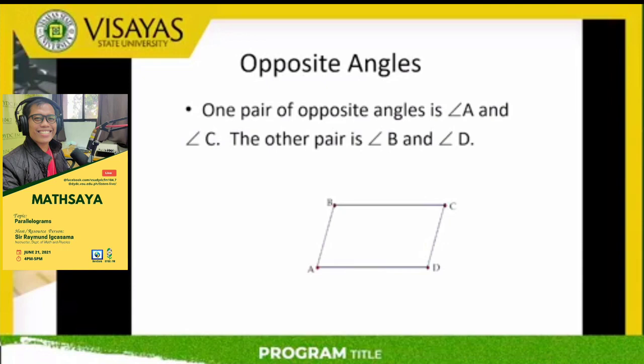Now on the part on our angles, one pair of opposite angles is angle A and angle C. When we say opposite, you know what is opposite, it is the one across from it. So if angle A is at the bottom, then angle C is its opposite angle, the one at the top. And then the other pair is angle B and angle D. These pairs of angles are actually congruent also.